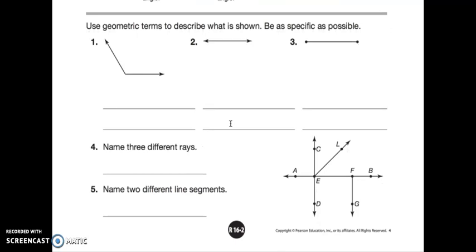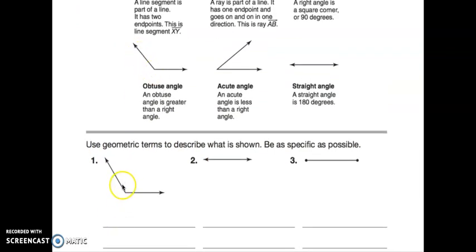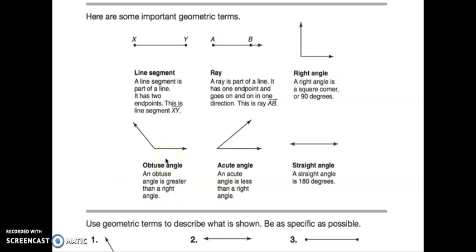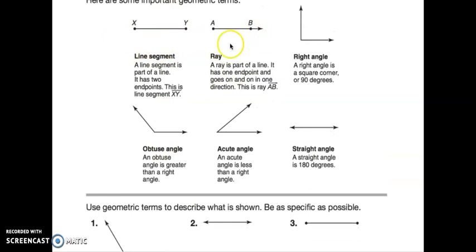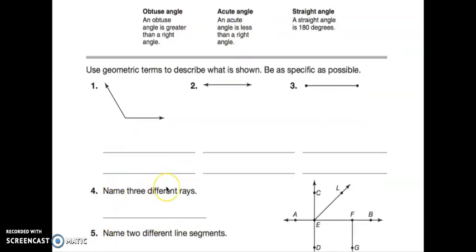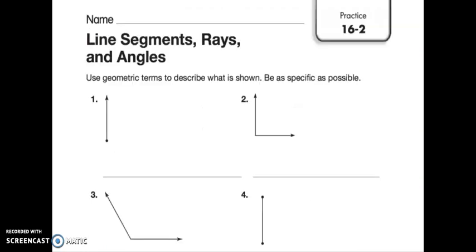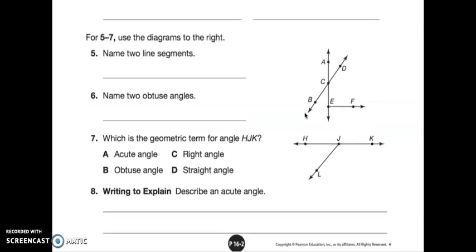So for example, use geometric terms to describe what is shown. Be as specific as possible. So how would I describe this? If I come up here, it is larger than a right angle, so we know it's not a right angle, we know it's not a line segment, we know it's not a ray. Is it obtuse or acute? Oh, it is obtuse because it's greater than a right angle. So then on the line, I would write obtuse angle, and that's just what I do for the whole front side. And then on the back side, I just go through and read them what they are supposed to do for their homework.